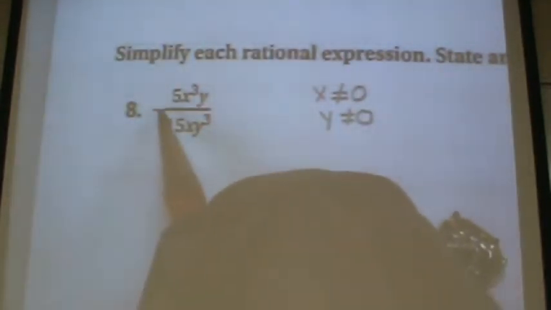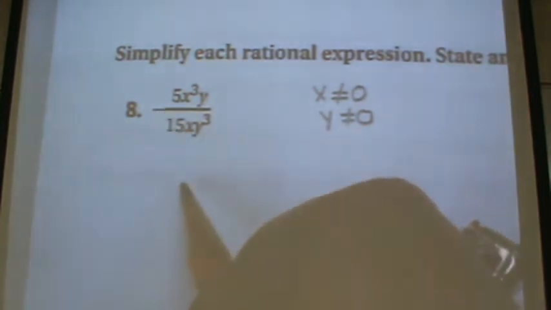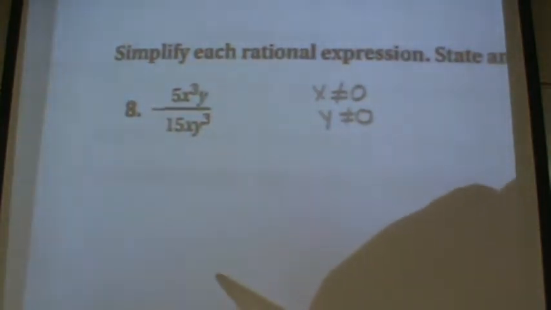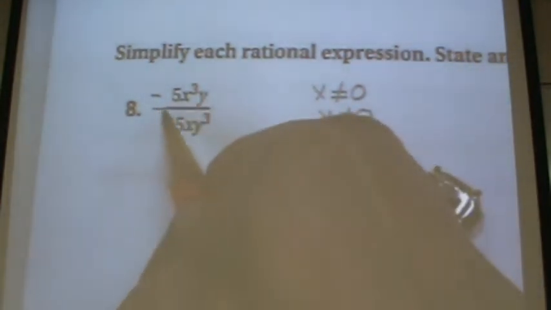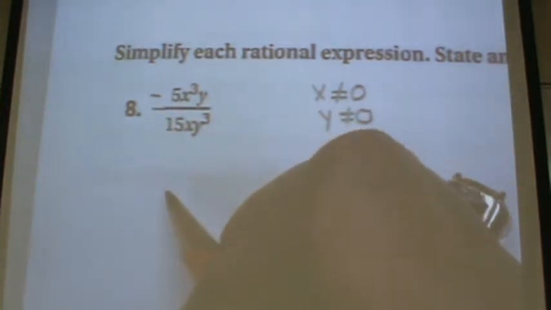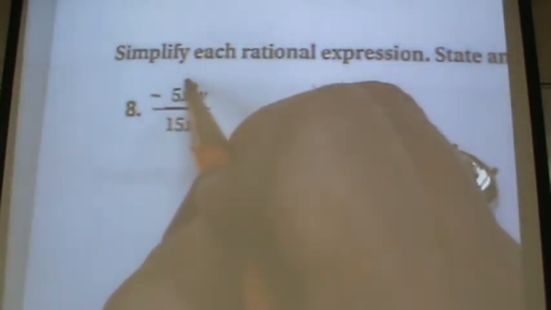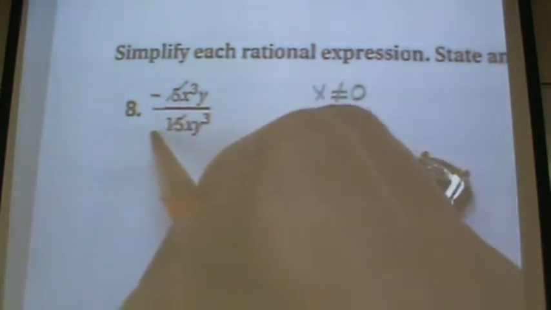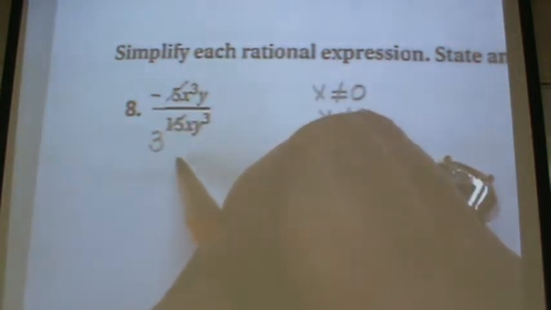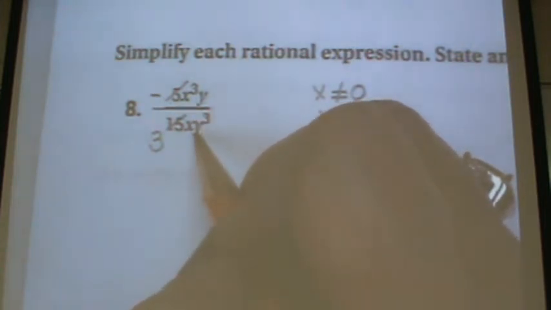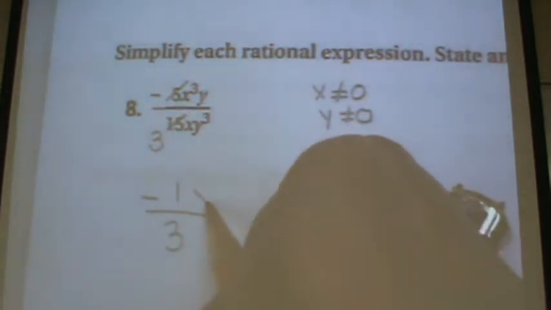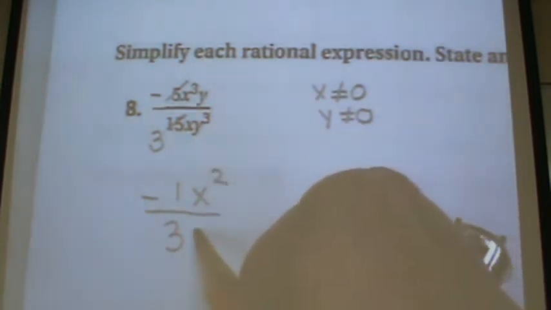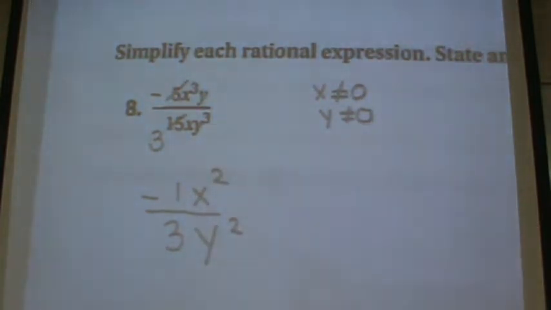Now let's simplify this. It looks like there's a negative here. So what cancels? Oh, that's a negative. It should be a negative. What cancels? 5 and 15. 5 goes into 15 how many times? 3. And then what else? 1 over 3. And you do x squared at the top, so you have negative 1 over 3. And then you have an x and a y squared. That's simplified.